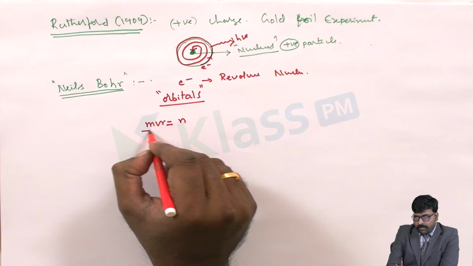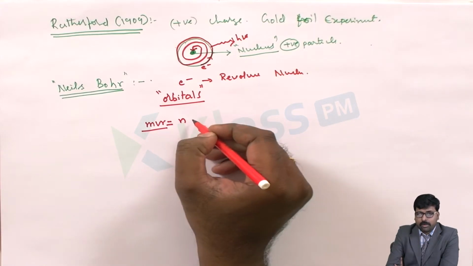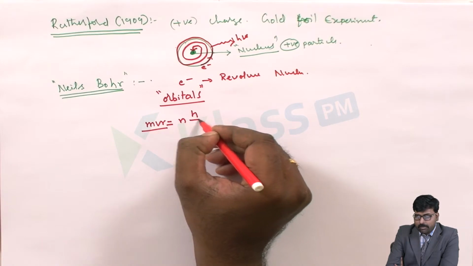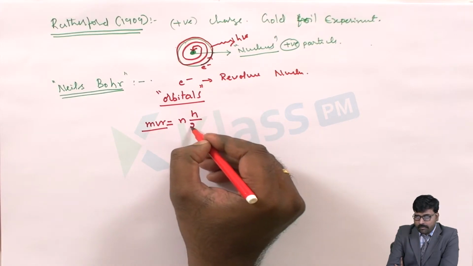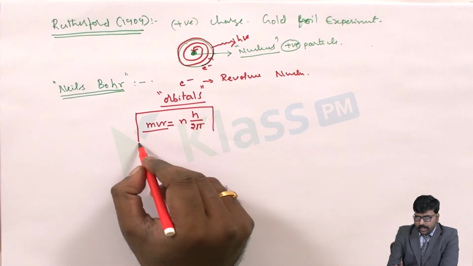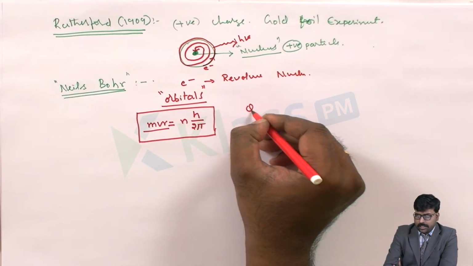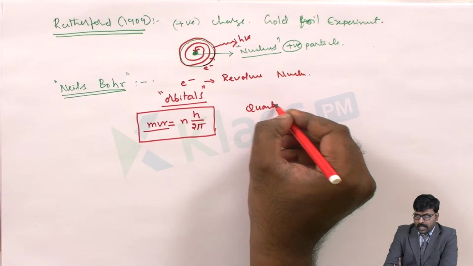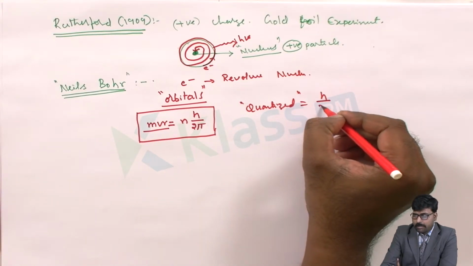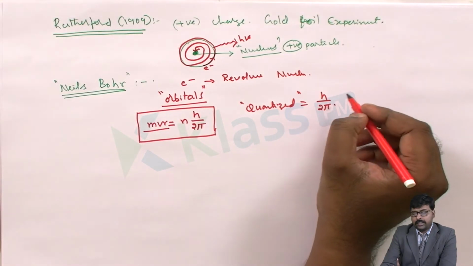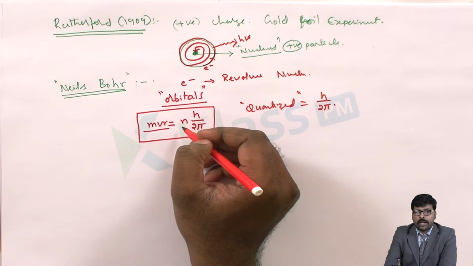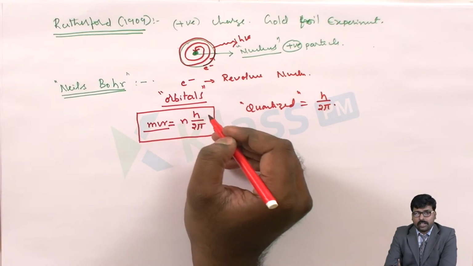And he successfully explained the angular momentum of the electron. He said that the angular momentum, mvr, of the electron will be quantized, at multiples of h by 2 pi. This clearly explains the energy levels of the hydrogen atom at different energy levels.